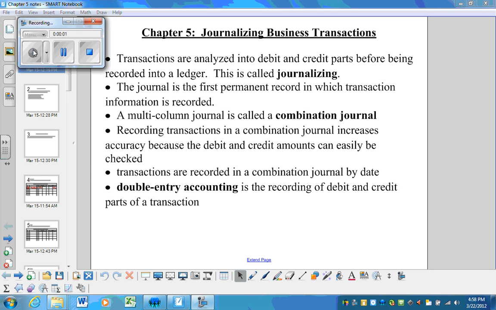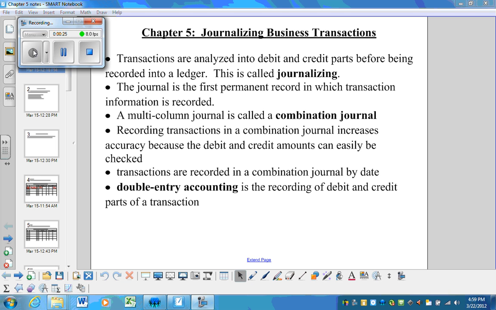Okay, so this is chapter 5, journalizing business transactions. Transactions are analyzed in the debit and credit parts before being recorded into a ledger. This is called journalizing. So up until now we've been using our T-charts, but that isn't considered a permanent record. The T-chart we just used lets you keep things straight in your mind. Now we actually want to do something called journalizing.